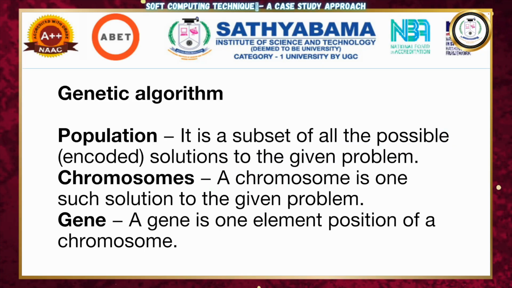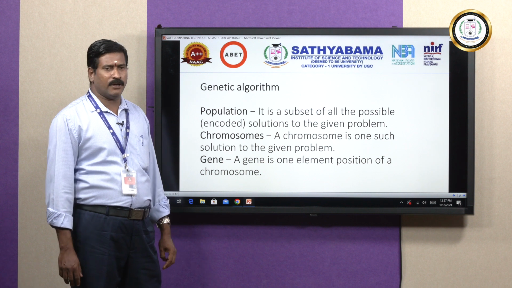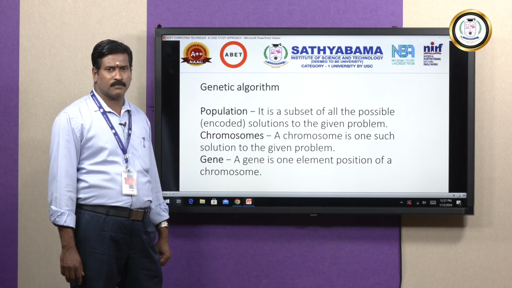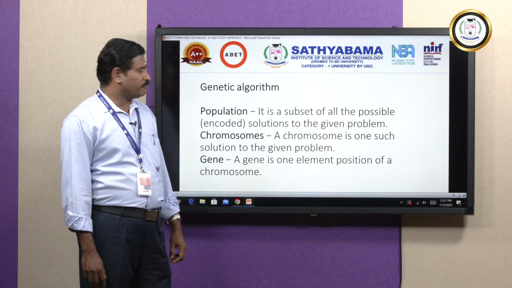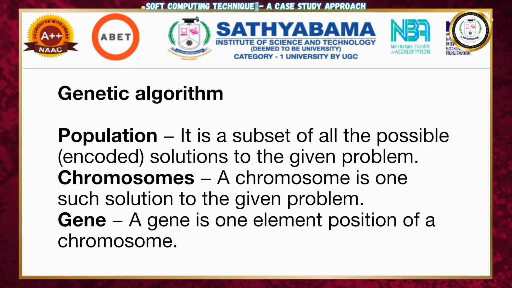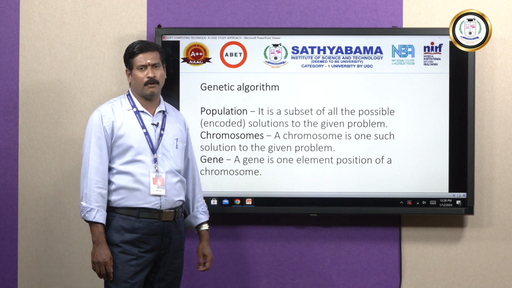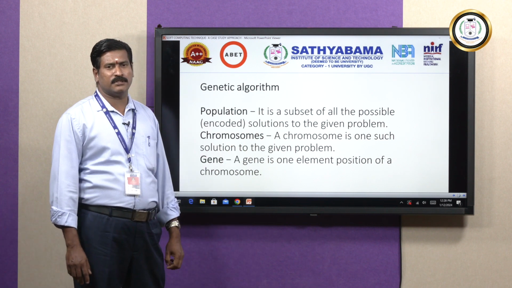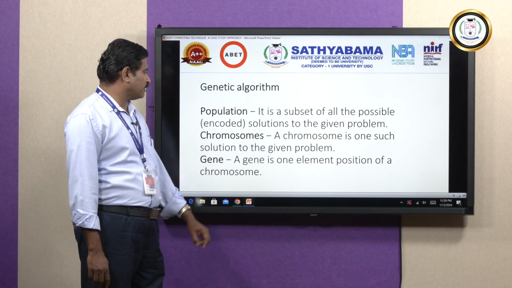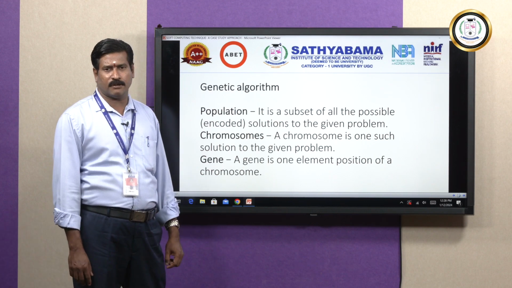Next, the third component in soft computing is the genetic algorithm. This genetic algorithm consists of terms we call population, chromosome, gene, crossover, mutation, right? First we will see about the population. Population is nothing but a subset of all the possible solutions of the given problem. That is what we term a population in a genetic algorithm. A chromosome is nothing but one such solution. A gene is nothing but an element position of a chromosome.